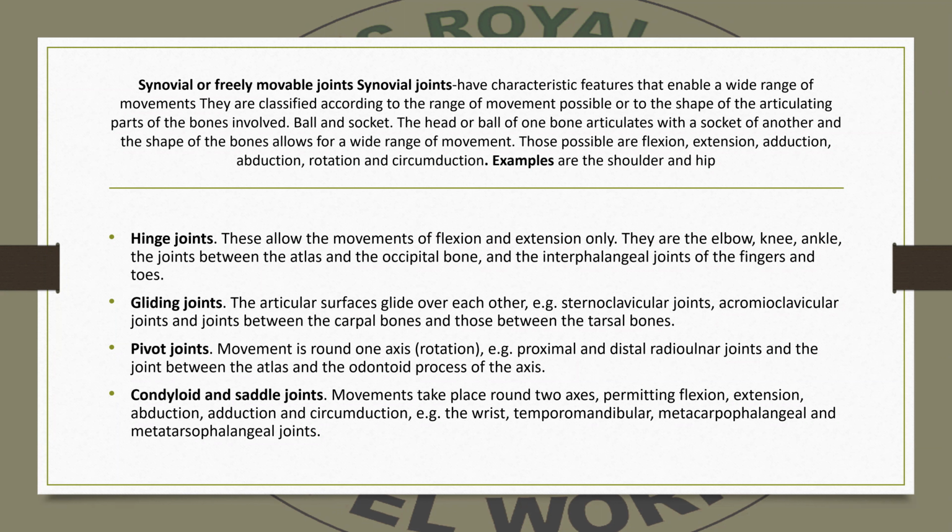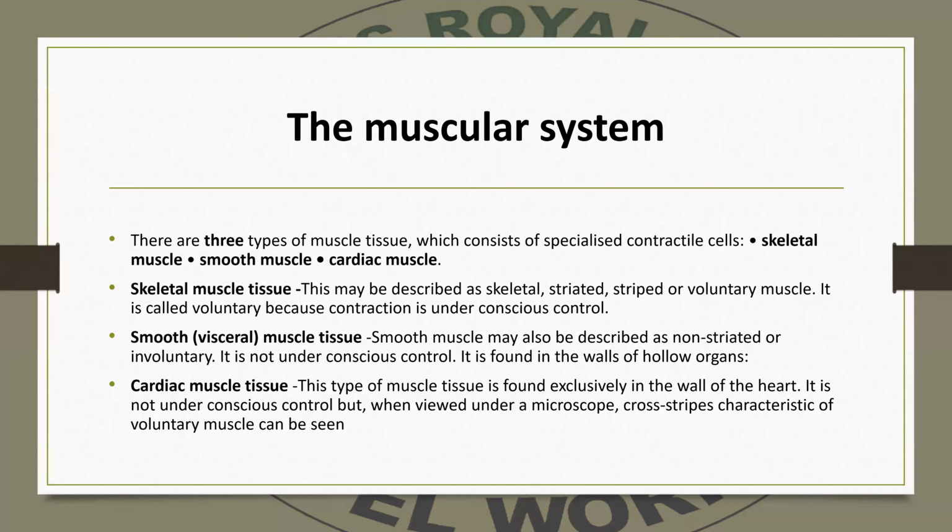And then you've got the saddle joints, which can make flexion and extension as well, abduction as well. Okay, and circumduction, meaning they can move around. These are the metacarpophalangeal. Okay, the wrist, where you wear your watch, the wrist bones. These are the type.